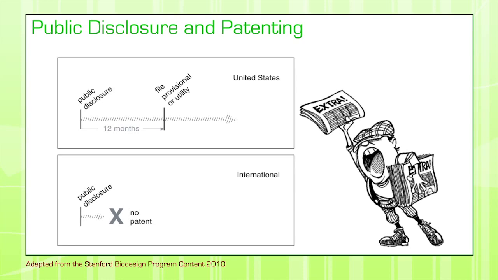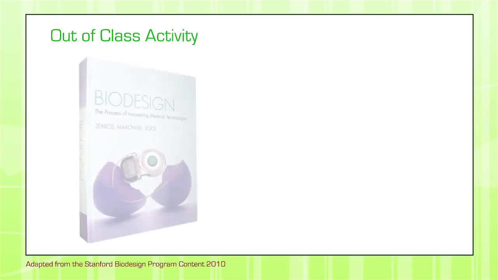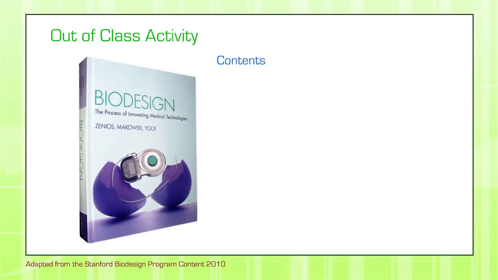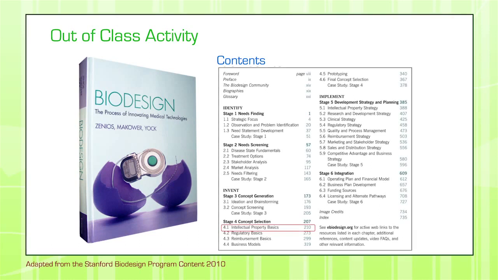So with this in mind, we have concluded our very basics on patents and intellectual property. For more information, please refer to our book on biodesign from Zenios, in chapter 4.1. Please take a look at that. It will give you a lot of valuable information in terms of how to do this in the right way. And basically, please try to do this as early as possible in your innovation process, now that you have a concept that you want to protect. And with that, we have concluded our topic on intellectual property basics.